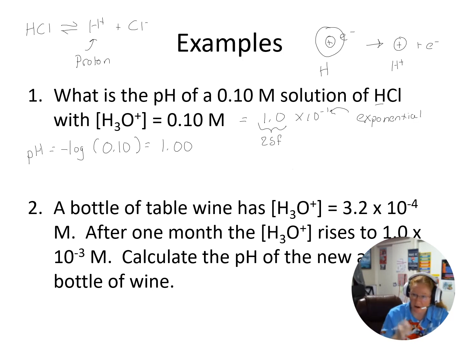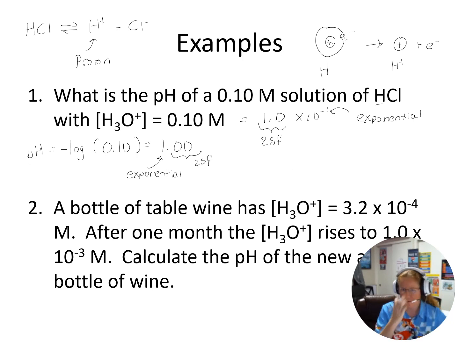When I take the log, the number that comes before the decimal point is related to the exponential. Okay? And the numbers after the decimal point, those are your sig figs. So I've got a number related to my exponential, and then I have my sig figs. Okay? Let's try a couple more.